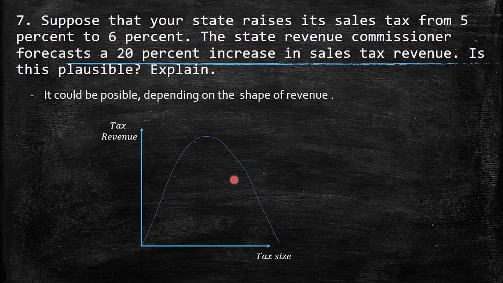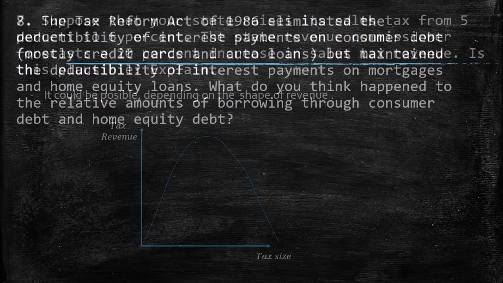So it could be the case. It won't be if we are over here. Definitely, an increase will decrease less. Or maybe another part is going to have a different slope. So it depends on which part of this curve we are. But definitely this is plausible.